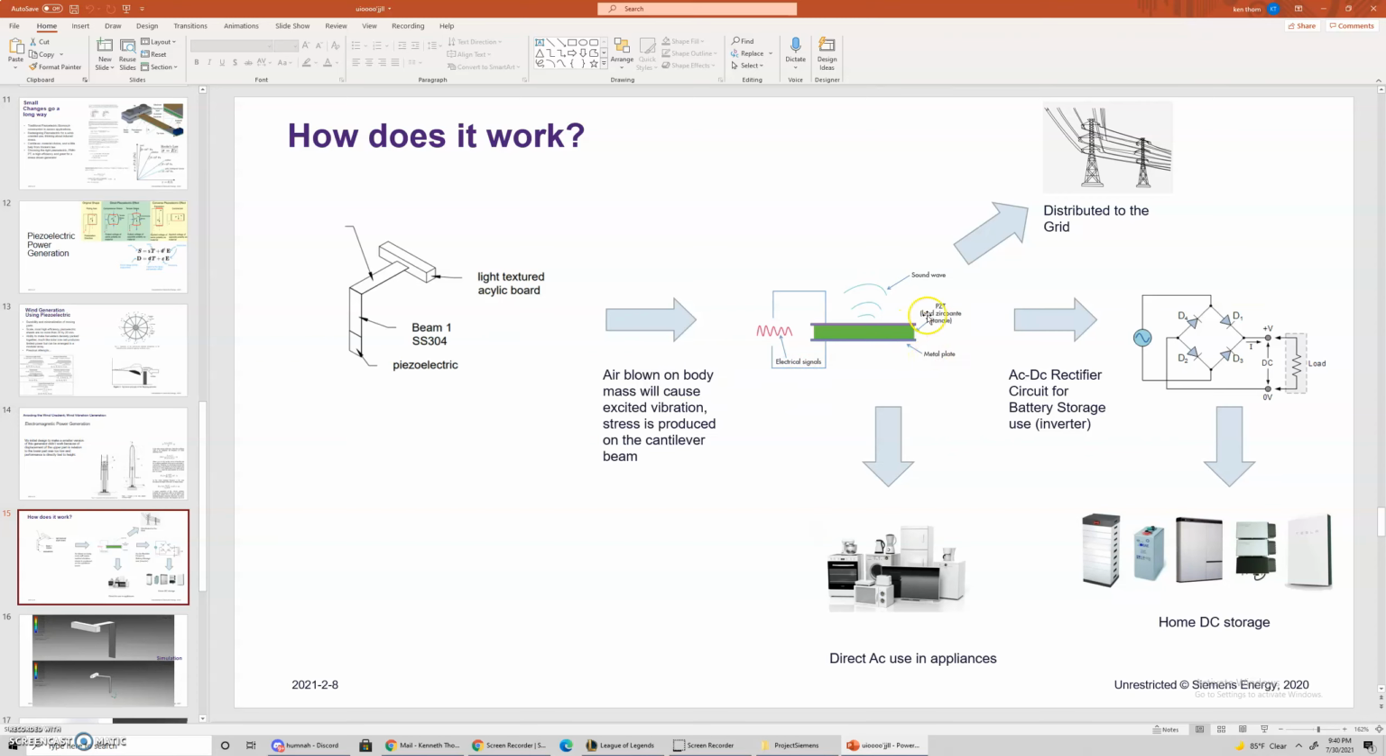This AC can then be distributed directly to the grid or used directly by home appliances such as your refrigerator and stove. The AC can also be converted into DC using some sort of inverter to be used for home DC storage.